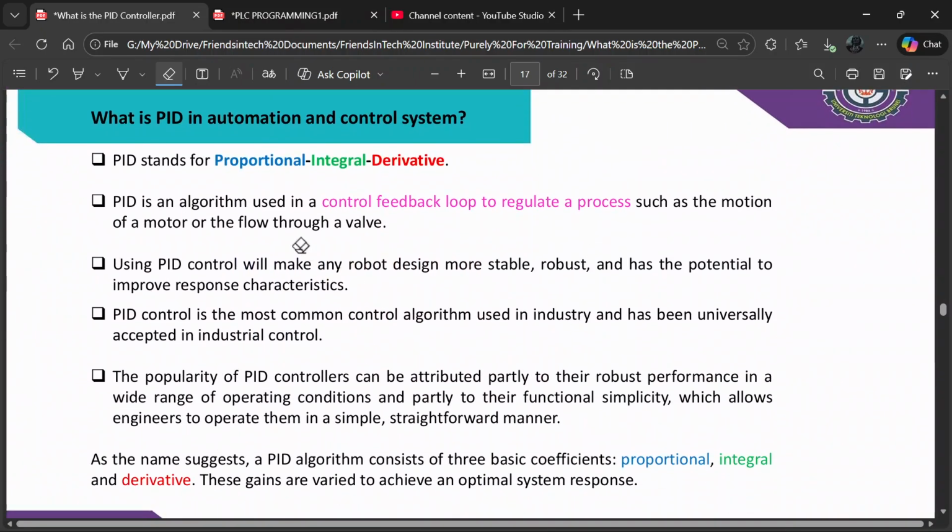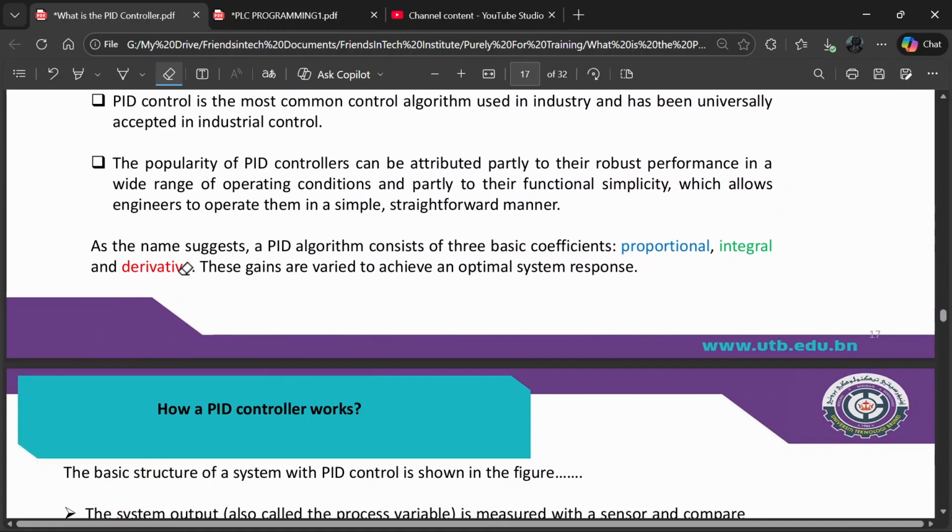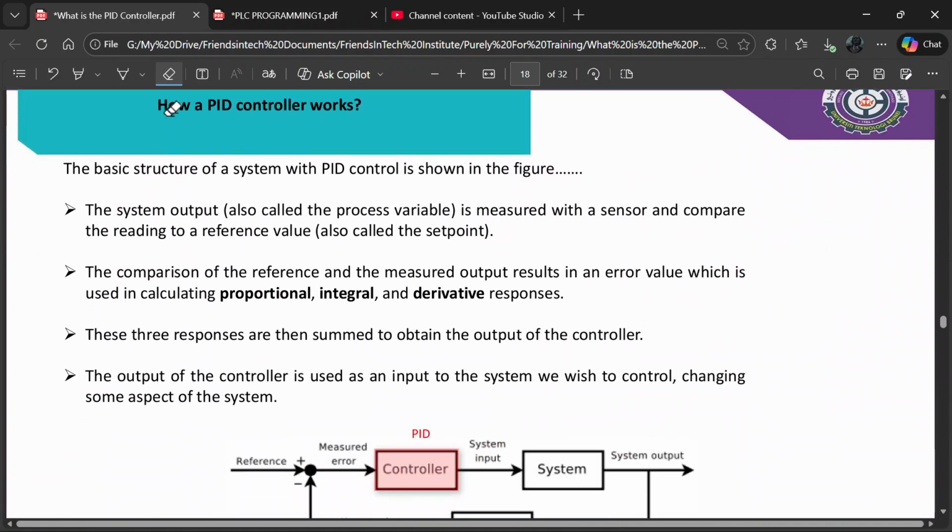That's it. So in summary here, PID stands for proportional integral derivative. PID is an algorithm used in a controlled feedback loop to regulate a process, such as motion of a motor or flow through a valve. So we have much theory here. This is how PID works.